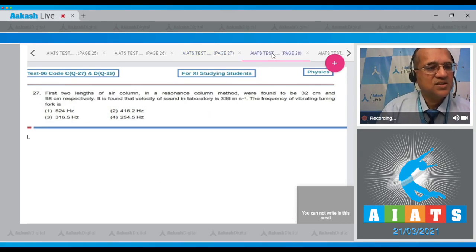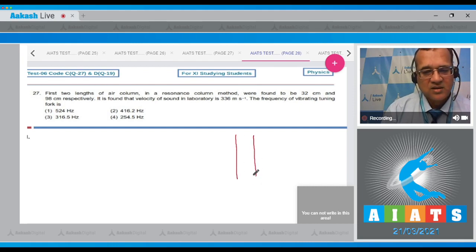Question number 27: the first two resonance lengths of an air column in a resonance column method were found to be 32 centimeter and 98 centimeter respectively. It is found that the velocity of sound in the laboratory is 336 meter per second. What is the frequency of the vibrating tuning fork? Now, dear student, what happens? This is some resonance column and this is the second resonance length and this is the first resonance length.